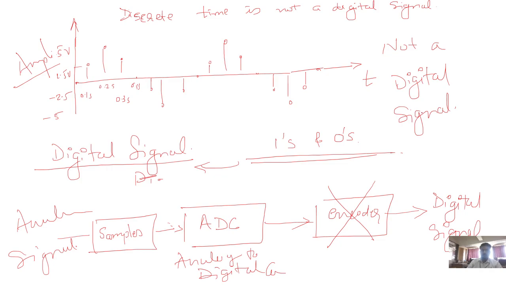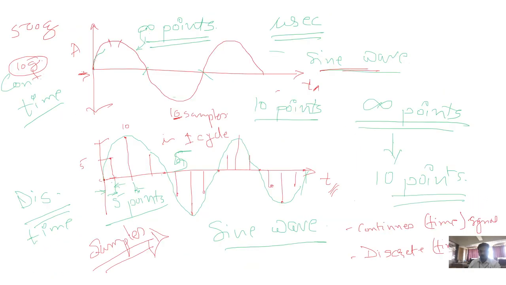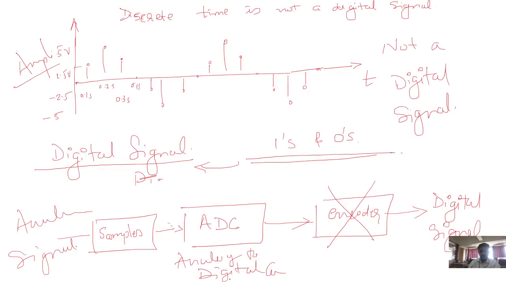Okay, that I had tried to explain to you. This is the block diagram of conversion of an analog signal to a digital signal, where we take the samples. So sampling, taking the samples I had shown over here, then it is passed to the analog to digital converter. What it does is that I had shown over here, suppose my signal is varying from 5 volt to minus 5 volt, or minus 5 volt to 5 volt.